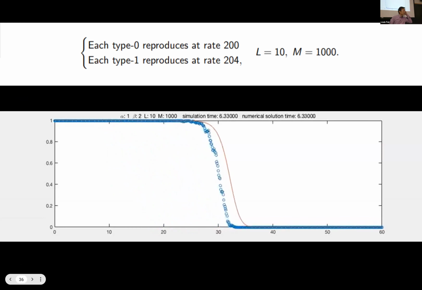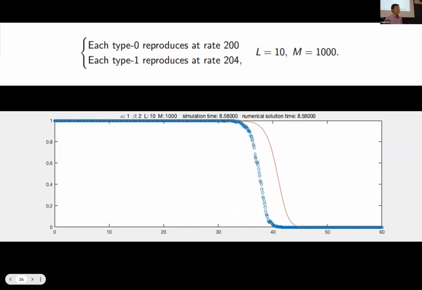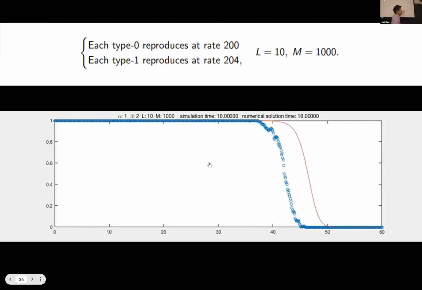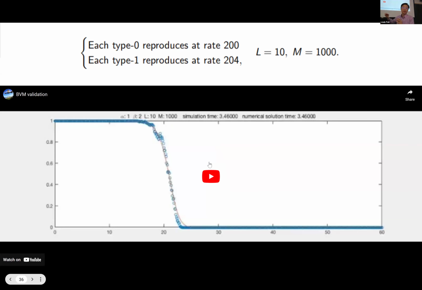Yes, what's happening at the boundary? You have 1,000 sites, and at the boundaries of the top and the bottom, if it is at the boundary, let's say at this location, if all the 1,000 individuals are type 1, then we put a circle there. If at this location, let's say there are 200 individuals here.